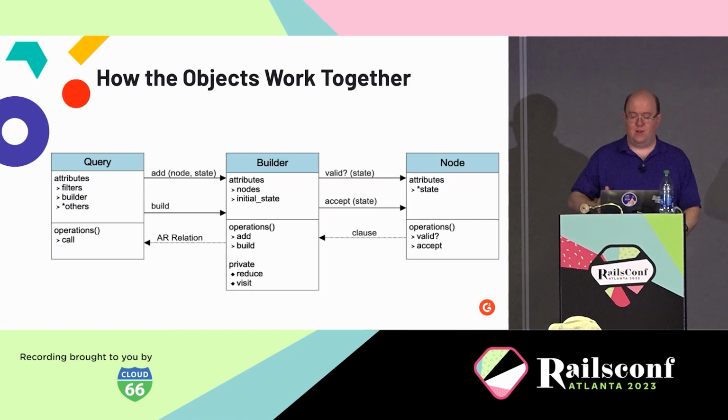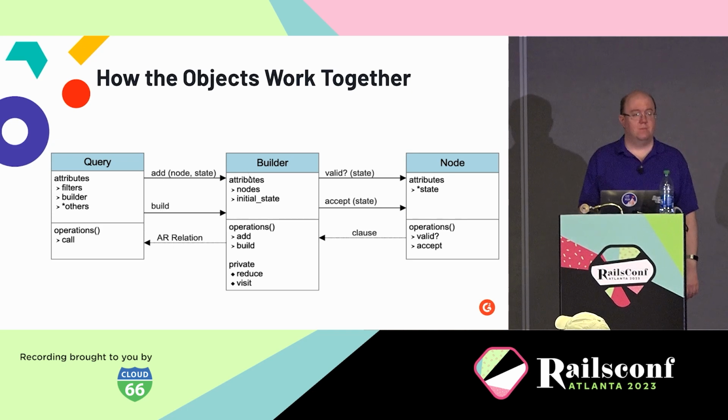I like this diagram. It illustrates how the different objects work together. We'll go left to right. We have our query class. It takes in filters that will customize our query. Dependency injection of the builder. One public method, the call method. It calls two methods on the builder, add and build.